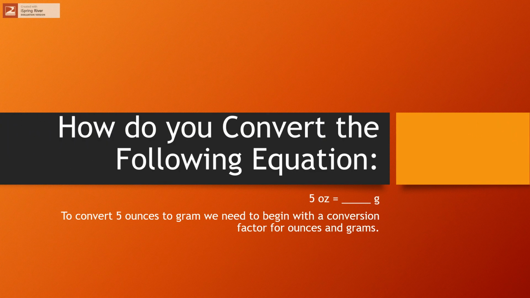For our units of measurement tutorial, we will discuss how to convert the following equation. If you have 5 ounces, you need to figure out how many grams that equals. In order to convert 5 ounces, we have to figure out what the conversion factor for ounces and grams is.